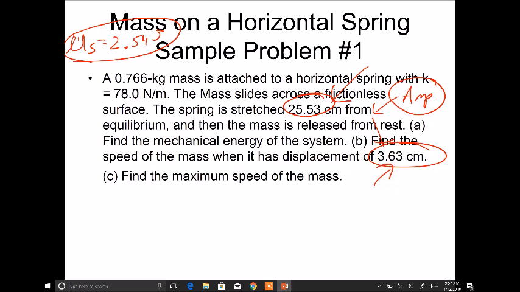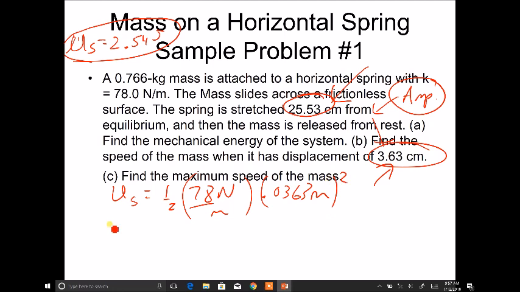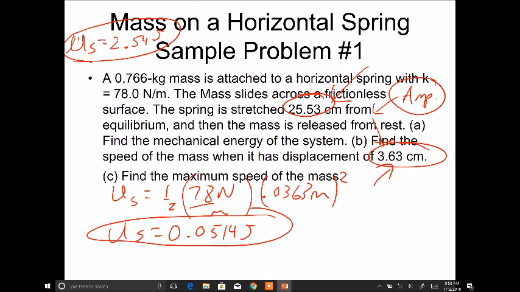So at this point, 3.63, first of all, we want to find how much elastic potential energy it still has at that point. So we can go U_S equals 1/2 times K, 78, times x squared. So here x is going to be 0.0363 meters squared. So we do the calculation, and we end up with an elastic potential energy here of 0.0514 joules. So that's how much elastic potential energy the object has at this particular displacement.